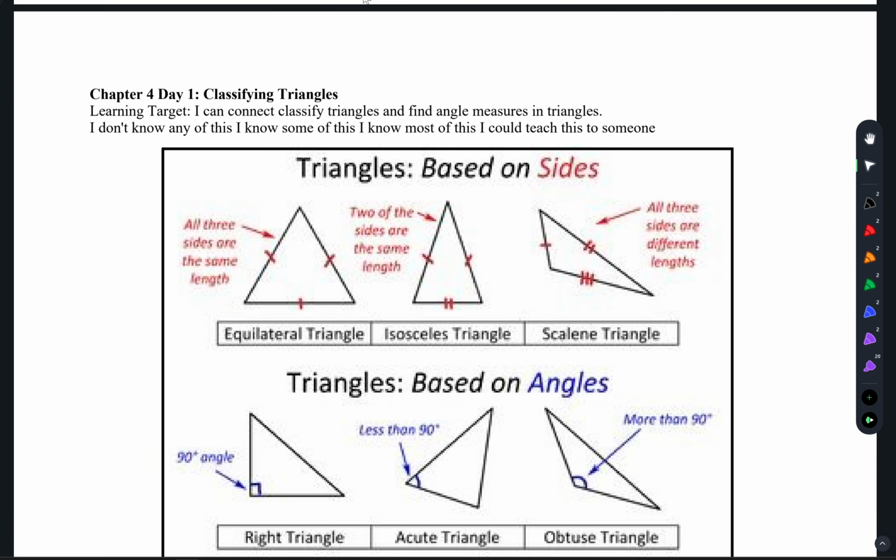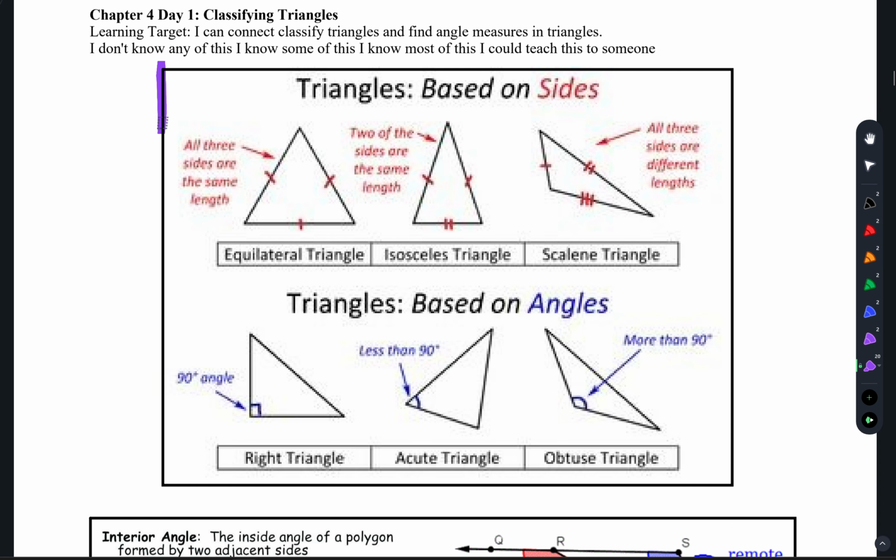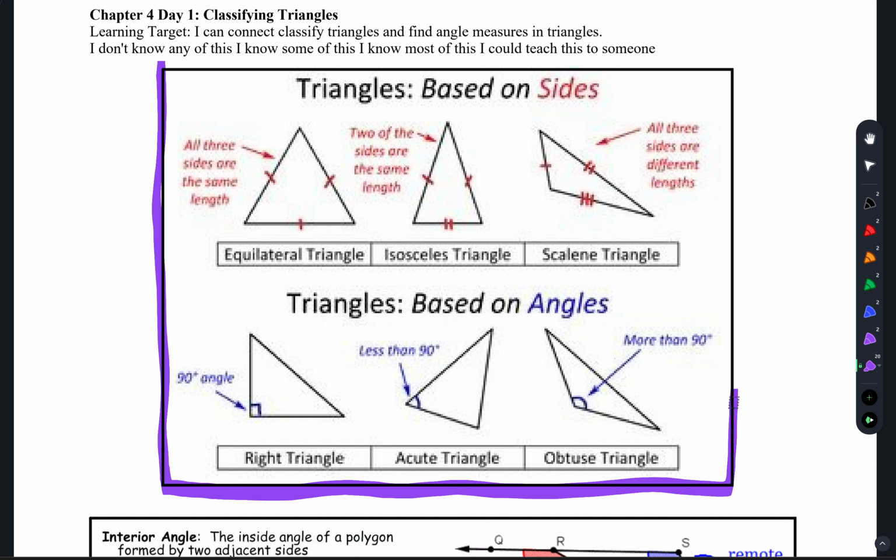All right. So we're going to start with vocabulary for classifying triangles. There are two ways that we can classify triangles. One is based on its sides, and the other is based on its angles. So this whole box tells us how we classify triangles. Usually when we classify them, we use one of each descriptor.